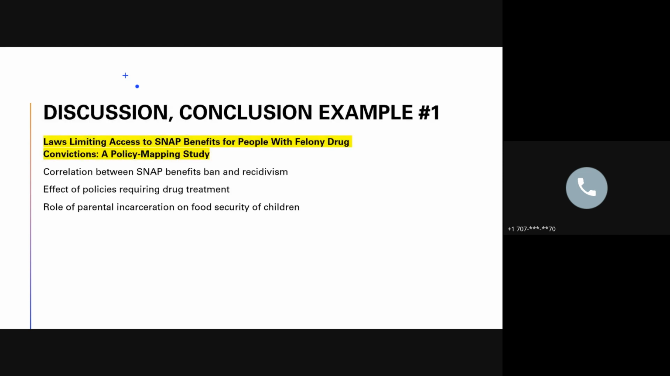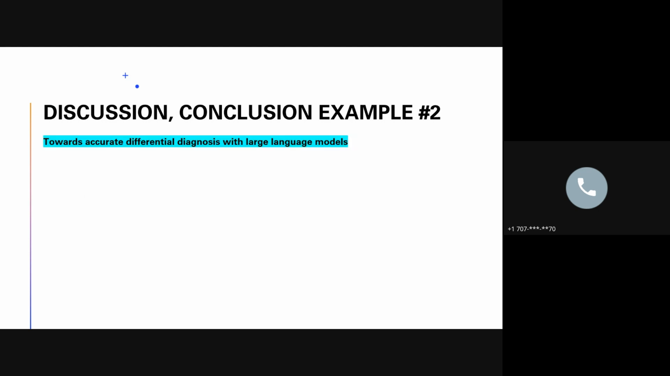So in example 1, the discussion and conclusion talk about the correlation between SNAP benefit bans and recidivism, the effects of these policies, the ones that require drug treatment, on access to SNAP benefits and food security, and then the role of parental incarceration on the food security of children. So we're bringing it back almost to the intro, where we introduced the original problem of food insecurity, because we were really starting with something broad. Then we moved into really specific, talking about our own research, and then we move out broad again when we get to the discussion and the conclusion.